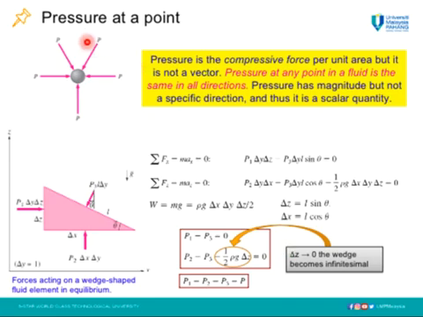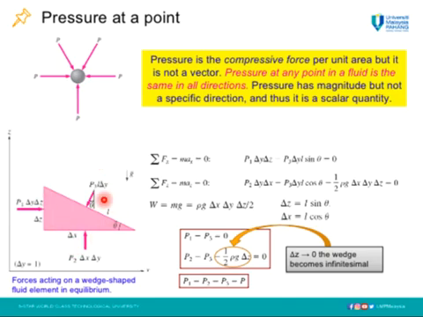Let's take a look at pressure at a point. Pressure is the compressive force per unit area. So we might think of it as a vector. However, pressure at any point in a fluid is the same in all directions, so it has magnitude but not a specific direction, and thus we can consider it as a scalar quantity.